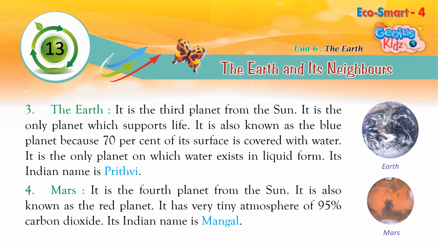3. The Earth. It is the third planet from the Sun. It is the only planet which supports life. It is also known as the blue planet because 70% of its surface is covered with water. It is the only planet on which water exists in liquid form. Its Indian name is Prithvi. 4. Mars. It is the 4th planet from the Sun. It is also known as the red planet. It has a very tiny atmosphere of 95% carbon dioxide. Its Indian name is Mangal.